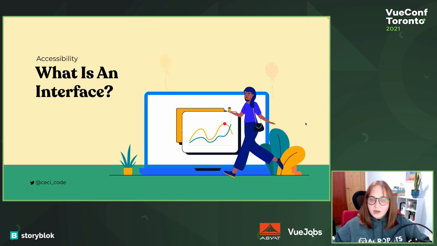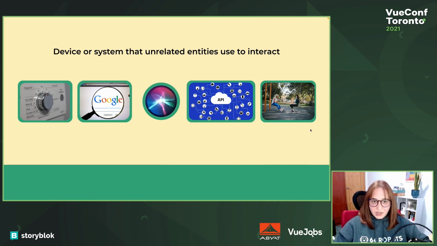So we talk a lot about interfaces in our job, but what is an interface? We can say in general that an interface is a device or system that unrelated entities use to interact. So according to this definition, we can say that your washing machine panel is an interface between your washing machine and you, that Google's website is an interface between you and Google's search engine, that Siri is a spoken interface, an API is an interface between two applications, as we know, and we can even say that a language is an interface between two people.